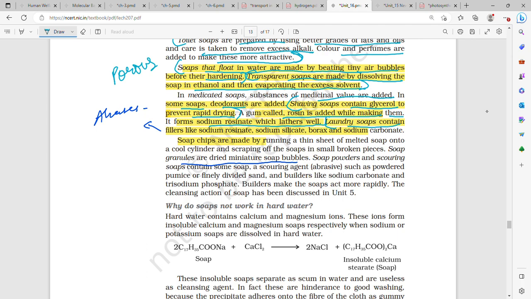Laundry soaps contain fillers like rosinate, sodium silicate, borax, and sodium carbonate. Then soap chips are made by running a thin sheet of melted soap onto a cool cylinder and scraping off the soaps in small broken pieces.